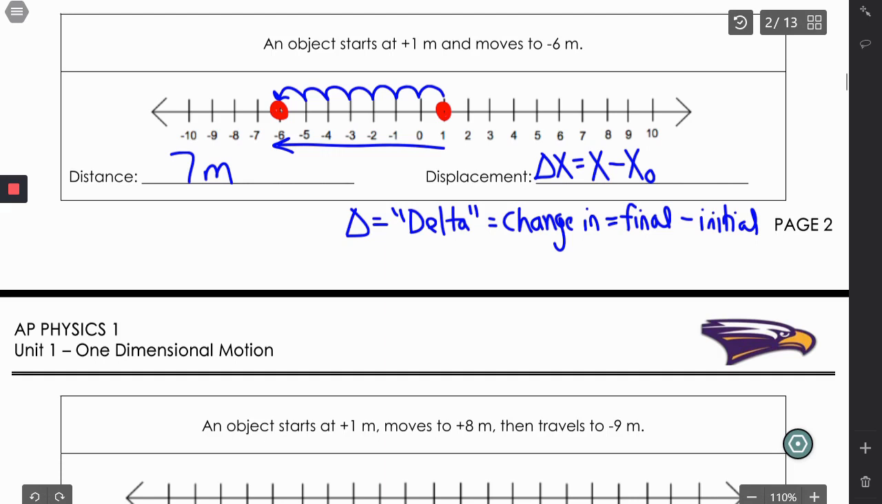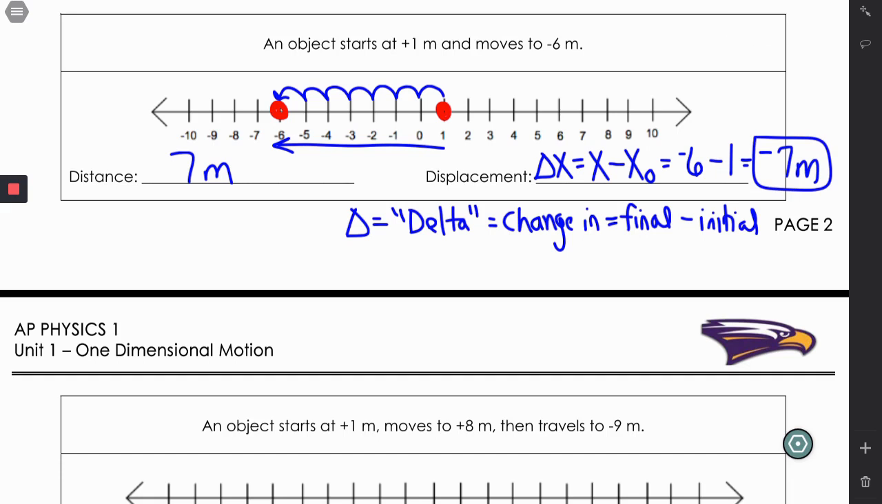Okay? And so we're going to do our final position minus our initial position. So our final position is negative 6 meters, and our initial position is positive 1 meter. So we have a displacement of negative 7 meters. Now, does it make sense that it's the same length as the distance, or the magnitudes are the same? Yes, because we didn't take any turn along the way.